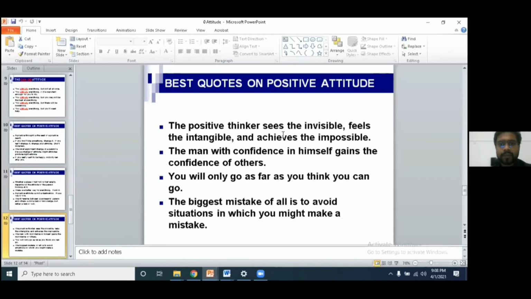The man with confidence in himself gains the confidence of others. If you don't have any confidence in yourself, you can't grow confidence in others. You will only go as far as you think you can go. If you think that I will go today to Bangkok, then you can go to Bangkok.